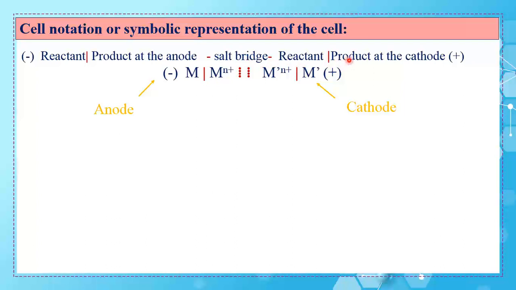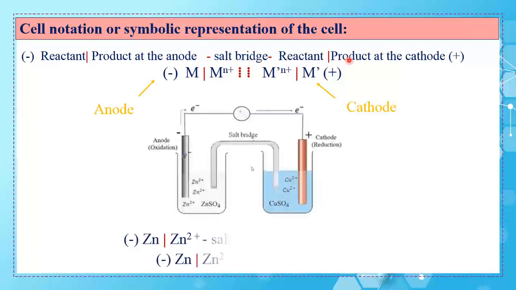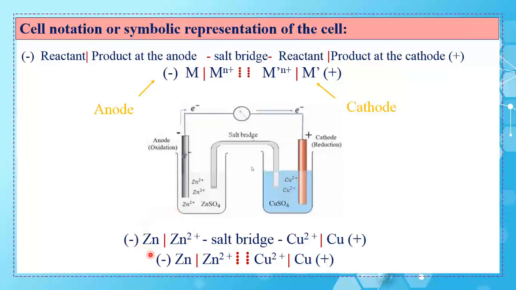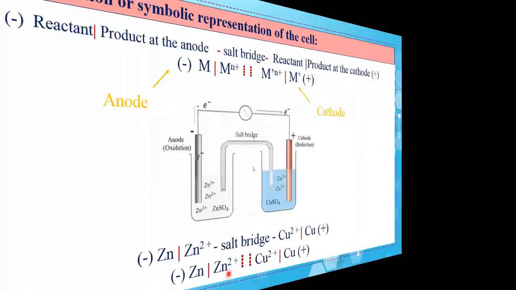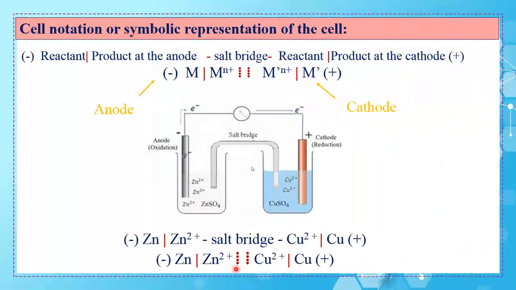For example, in this galvanic cell, the anode represents the Zn, Zn2+ couple, where Zn is the reactant and Zn2+ is the product. And in the cathode electrode, Cu2+ is the reactant, which will become Cu. Between the two electrodes, we will place the salt bridge, represented by those two lines. And this is the simplest way to represent a galvanic cell.